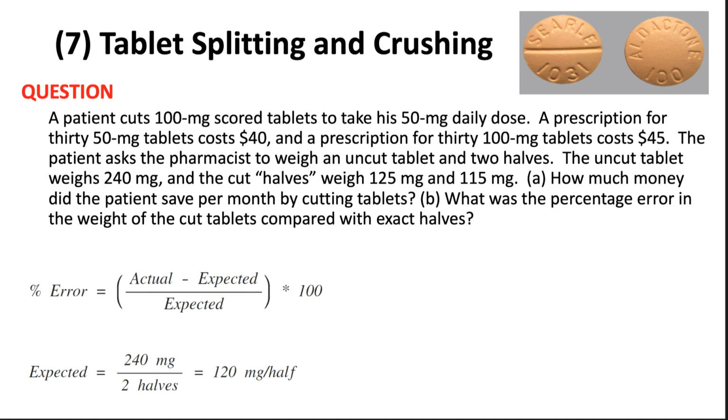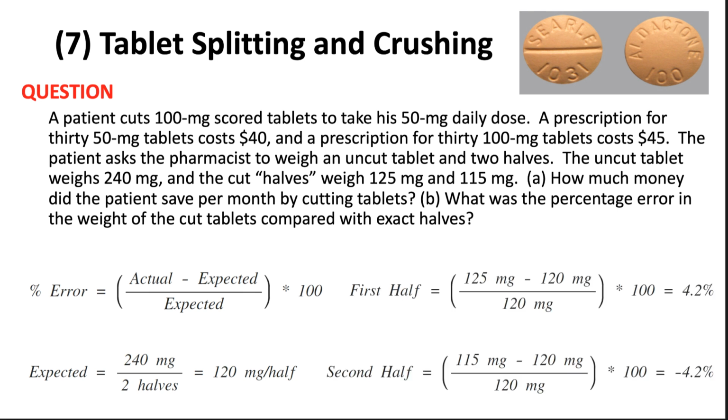What did we expect? We expected essentially this medication to have a total weight of 240 milligrams. One tablet weighed 240 milligrams. If you split that into two halves, essentially if you divide it in half, then each half should have weighed exactly 120 milligrams because one tablet weighed 240. Split it in half, each half should weigh 120. But that's not what we actually saw.